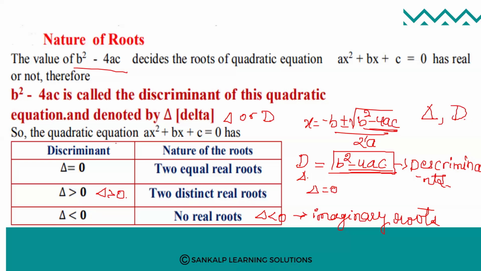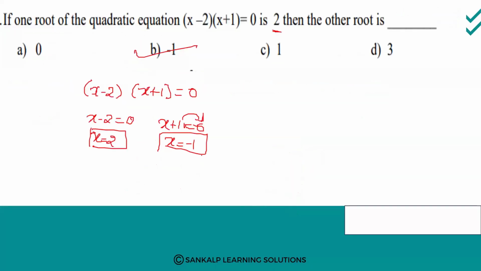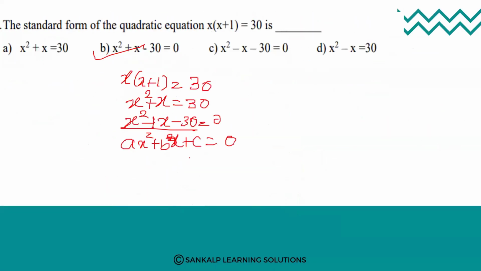Now, if delta is equal to 0, then two equal roots exist. If delta is greater than 0, two distinct real roots exist. So this is very important. If delta is less than 0, then there are no real roots. This is very, very important. And based on this, we solved some multiple choice questions and 2, 3, 4 marks questions.